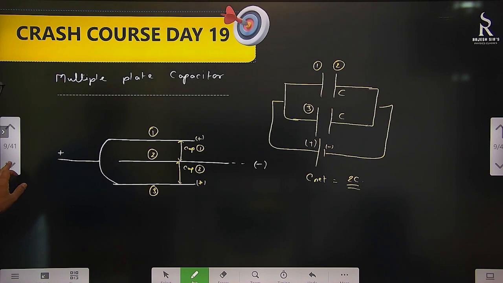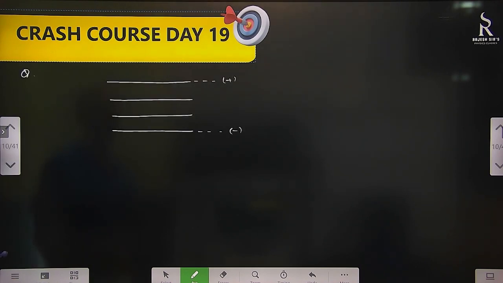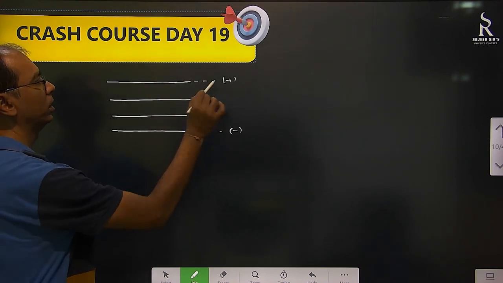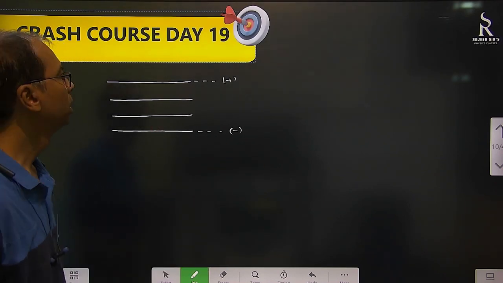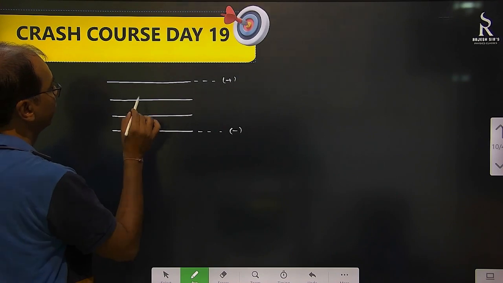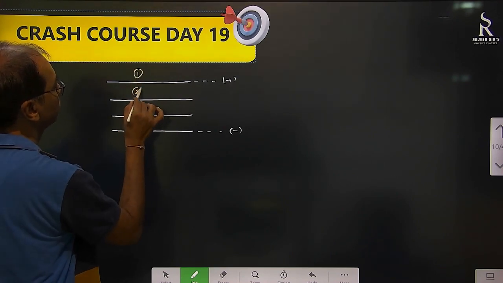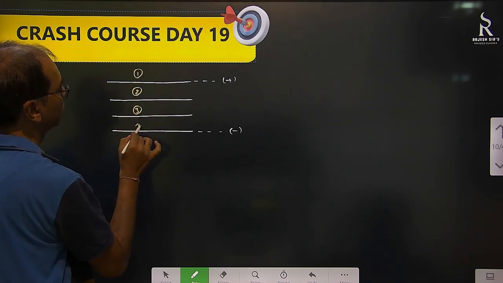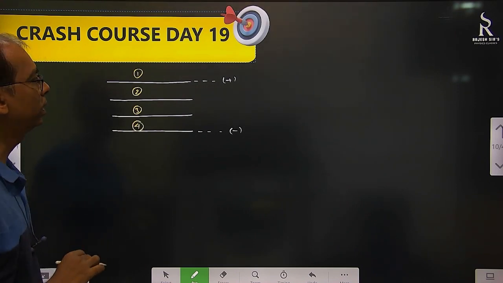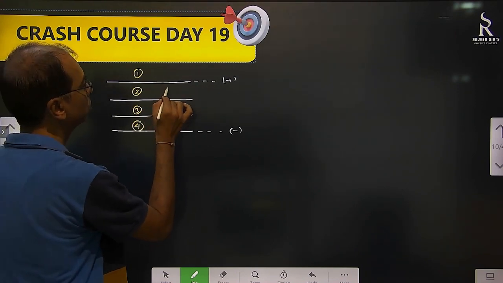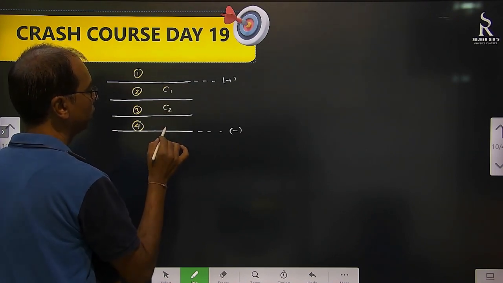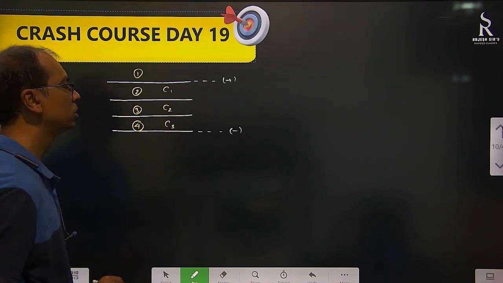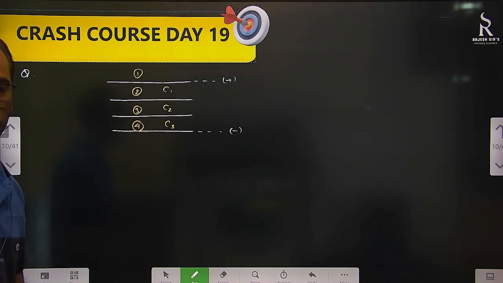Let's see one more. Here 4 plates are there. First one is connected with the positive end and fourth one is connected with the negative end. Fine. So plate 1, plate 2, plate 3, plate 4. So plate 1 is making a capacitor with plate 2. Plate 2 will be making with this one, and plate 3 is making with plate 4. So there is possibility of 3 capacitors here.